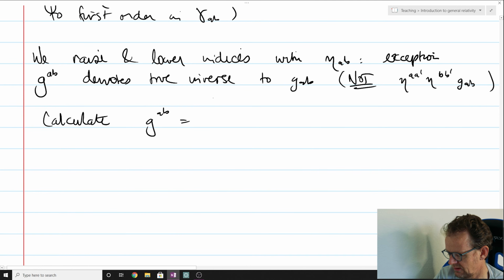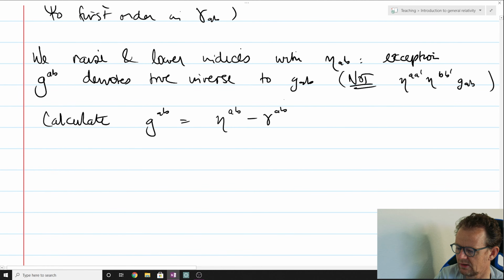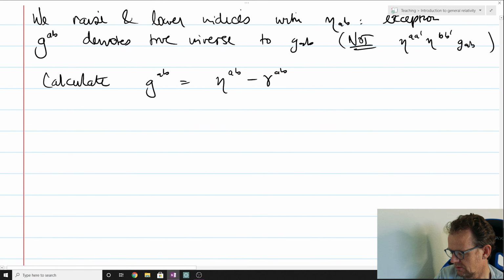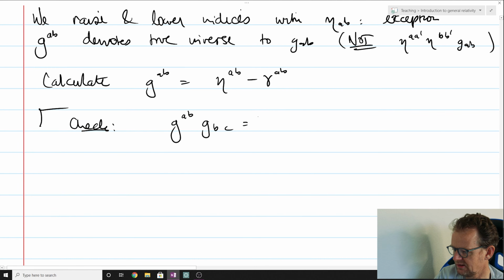G^AB is, to linear order, just eta^AB minus the perturbation gamma^AB. Don't believe me? Well, let's check. Let's multiply by contracting on the second index G^AB upper with G_AC lower. And I'm just going to collect terms to first order in gamma.